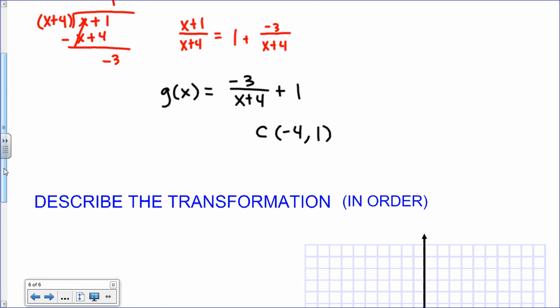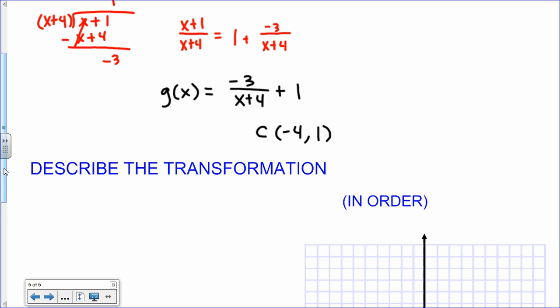Okay, so if I want to describe this transformation, and you do it in the correct order. Remember, negative 3 is the A value, and I showed you how we can pull that out front. But the first thing is still this horizontal shift. So I'm going to shift which way? Left 4.